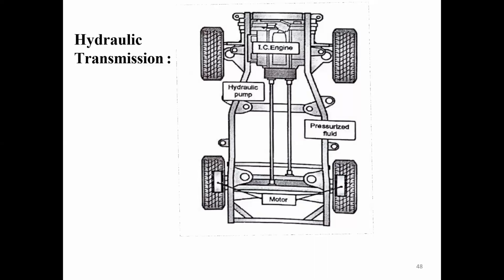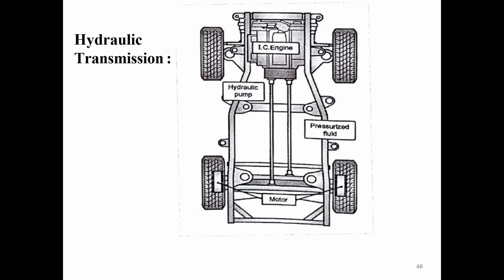The diagram for hydraulic transmission you can see on your screen. It has an IC engine, and this IC engine is connected with the pump. The pump is connected to the motor, and these motors are coupled with the wheels, so that the power generated at the engine is transmitted to the wheels. So the power transmission is taking place here using the oil, so we are naming it hydraulic transmission.